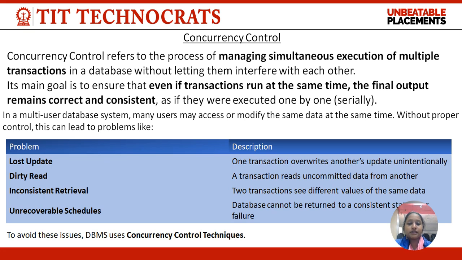Next is concurrency control. Concurrency control ensures that simultaneous transactions do not interfere with each other. It aims to preserve serializability, avoid anomalies, and maintain isolation.